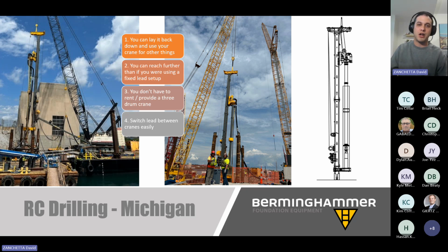So this project essentially hit all the advantages of flying lead. So they laid the lead back down and used the crane for other things. In the case of the middle photo, you can reach further than if you were using a fixed lead setup. I believe this was in the neighborhood of 60 to 65 feet from center pin, a lot further than they were reaching here. And you don't have to rent or provide a 3-drum crane. Neither of these were 3-drum cranes, and you could switch between cranes easily. You can see completely different cranes, same lead.